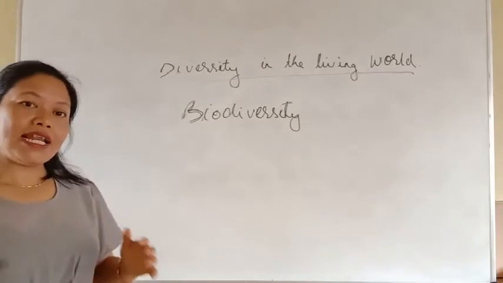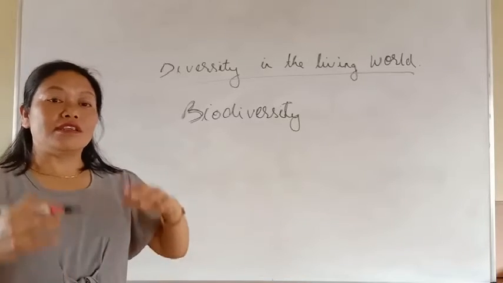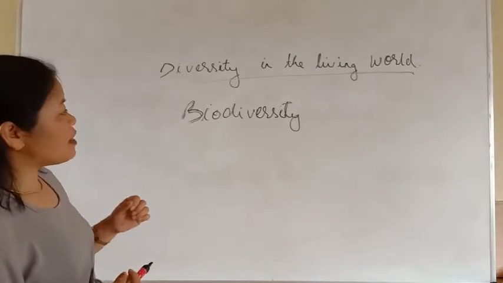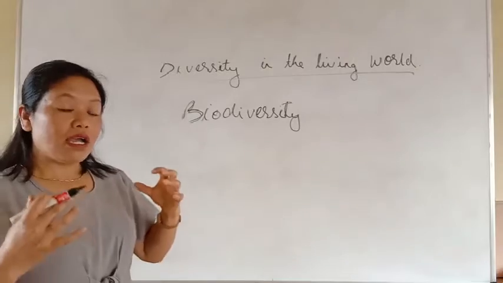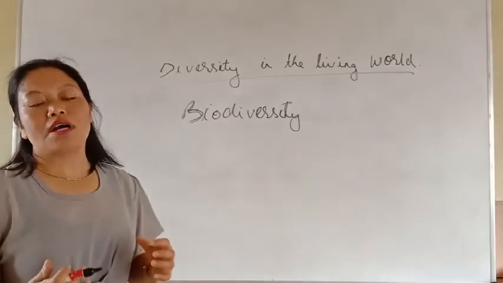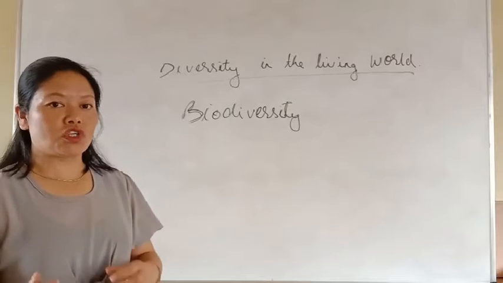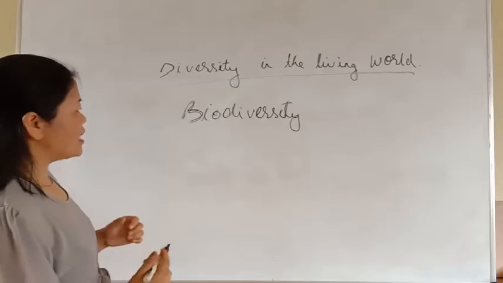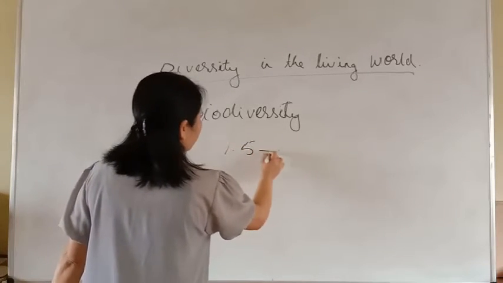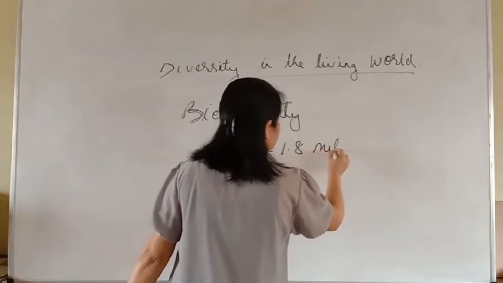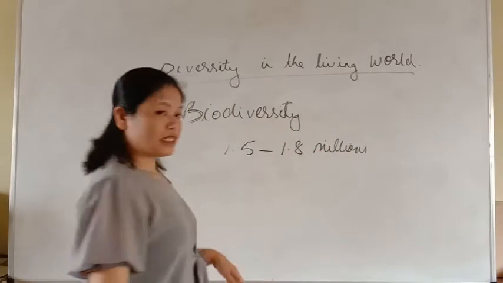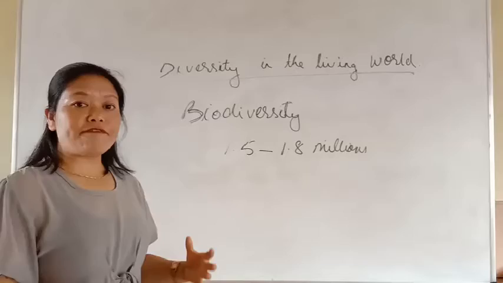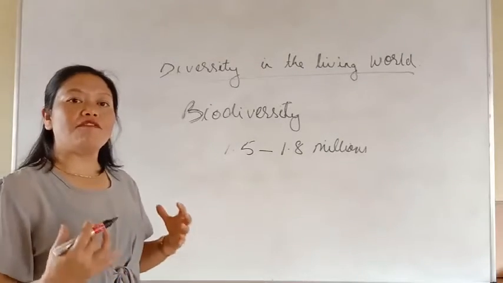Whatever you find in and around you, when you look around, the different organisms that you see, all these are biodiversity. And remember that whatever biodiversity you see on our planet Earth is the end product of 3 billion years of evolution. It is estimated that there are about 1.5 to 1.8 million species on Earth. It may be more than that also.